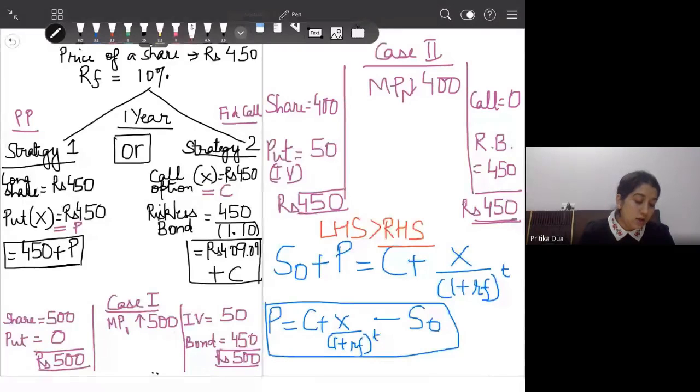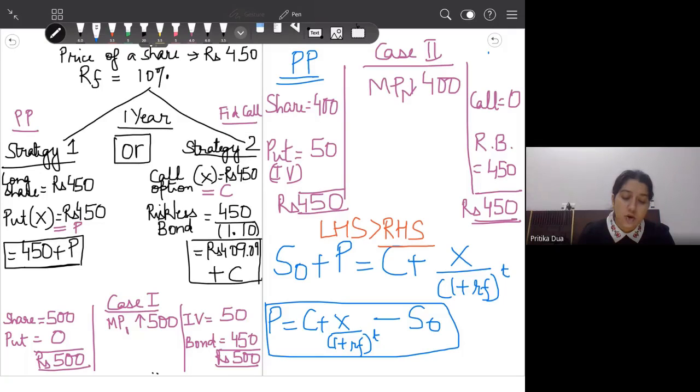For the protective put, you will exercise your put option to sell your share at rupees 450 when others in the market are selling this share at 400. So your gain from the put option is 50, and the share is worth 400. So your inflow from this strategy is 450.